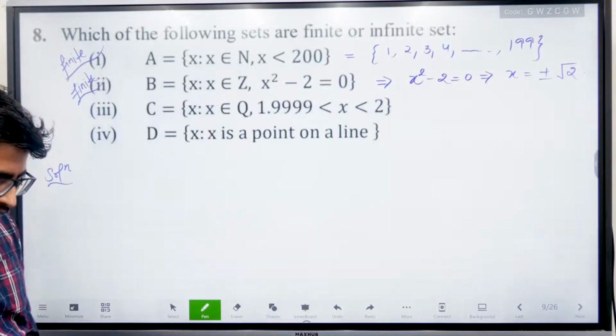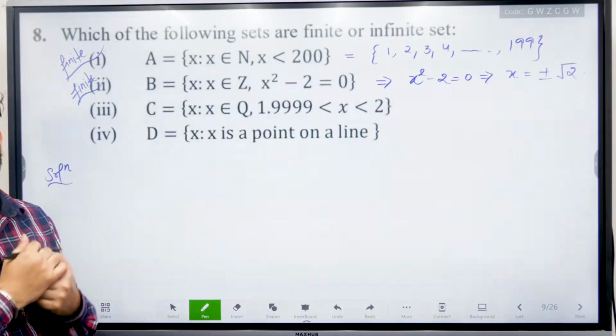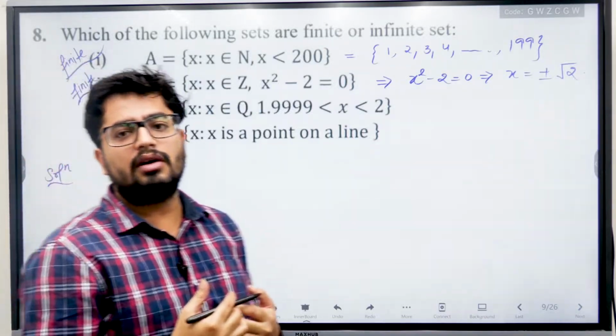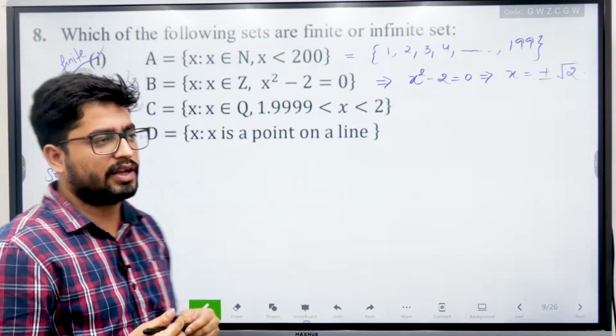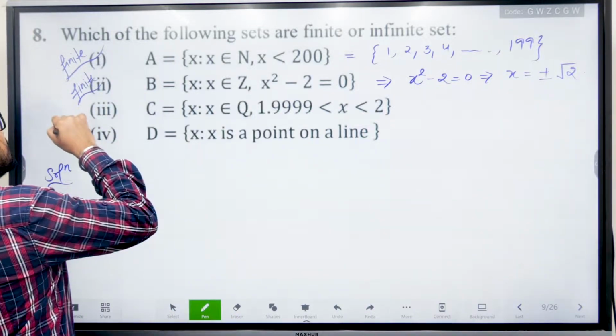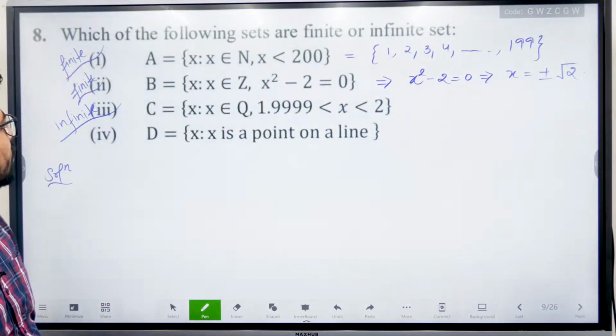Next one, sir, x such that x is a rational number and lies between these two real numbers. So we know between two distinct real numbers, we have infinitely many rational numbers. We know this property. So it means this is what? This is an infinite set. Yes, infinite set. Got it?